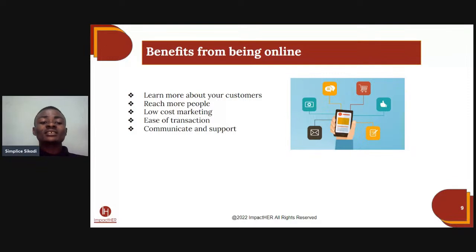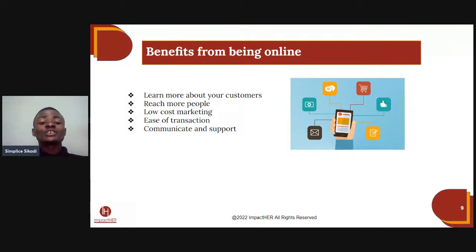Another advantage is that people can know you and discover you while you're even sleeping. While you're sleeping, people can go through your page and know more about you when you're not even aware. Another one is ease of transaction. It's very easy today to make transactions online. You can use your prepaid card, you can use PayPal, you can use any method to ease your financial transactions. It's very easy today.